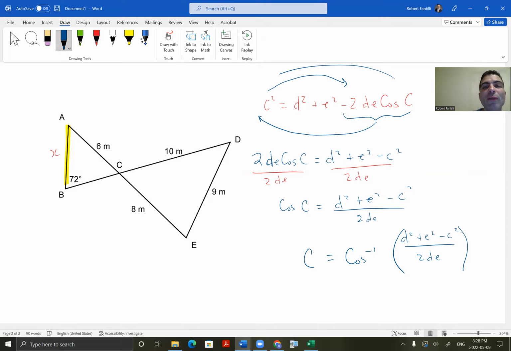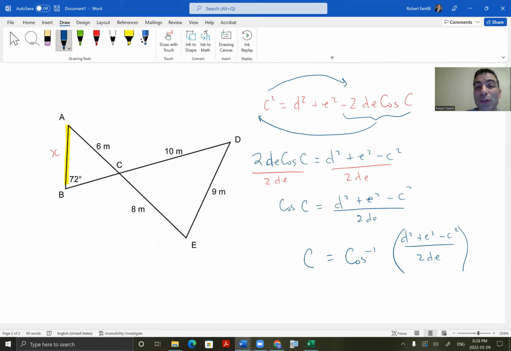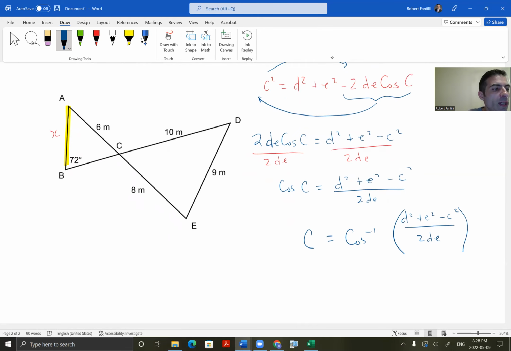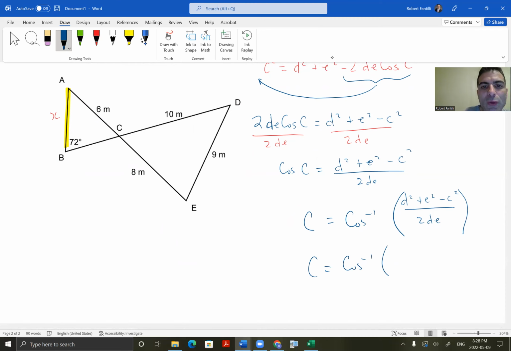So again, really all you have to memorize is this one formula. And as long as you know how to rearrange it, you're good to go. Switch out letters, isolate for the angle if need be. So anyway, we're going to use our calculator here. We're looking for cos inverse of 8 squared plus 10 squared minus 9 squared, all over 2 times 8 times 10, close bracket.